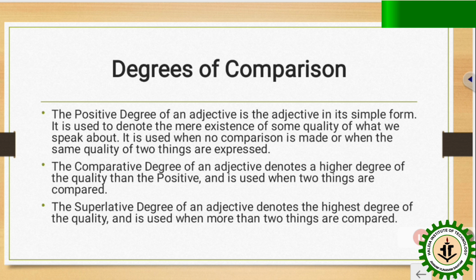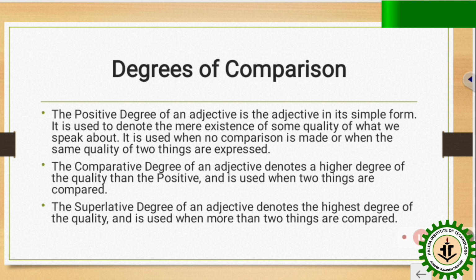So let us come to the first point. The positive degree of an adjective is the adjective in its simple form. It is used to denote the mere existence of some quality. There is no comparison, only the existence of that particular quality. If I say he is a good boy, good is an adjective, and that word good is in the positive degree of existence, because it is only telling about the existence of that quality in that particular person.